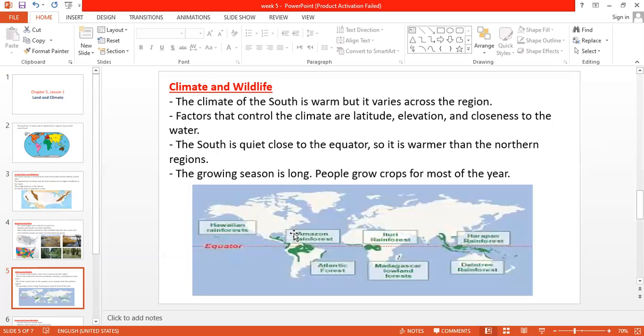So here, if we check America, where is America, especially the south of America? The south is here. Look, the south is here. This area is the south. Look where I'm pointing now. This is the south of America.